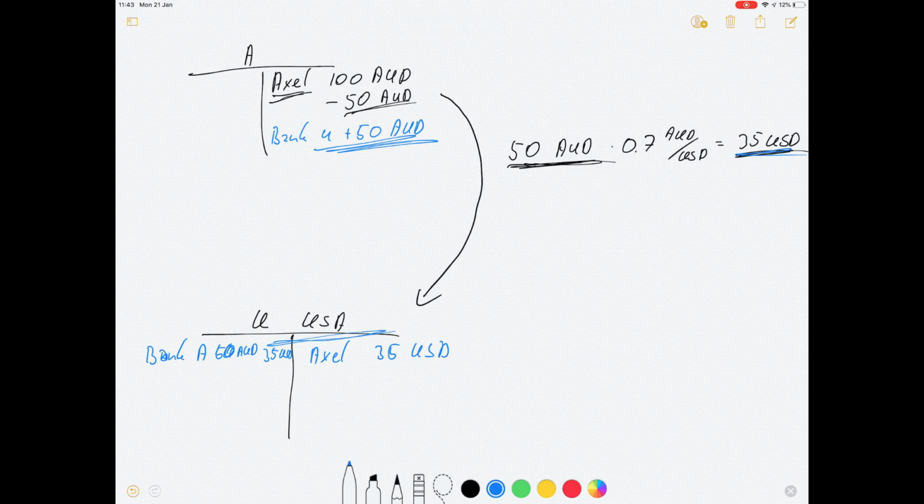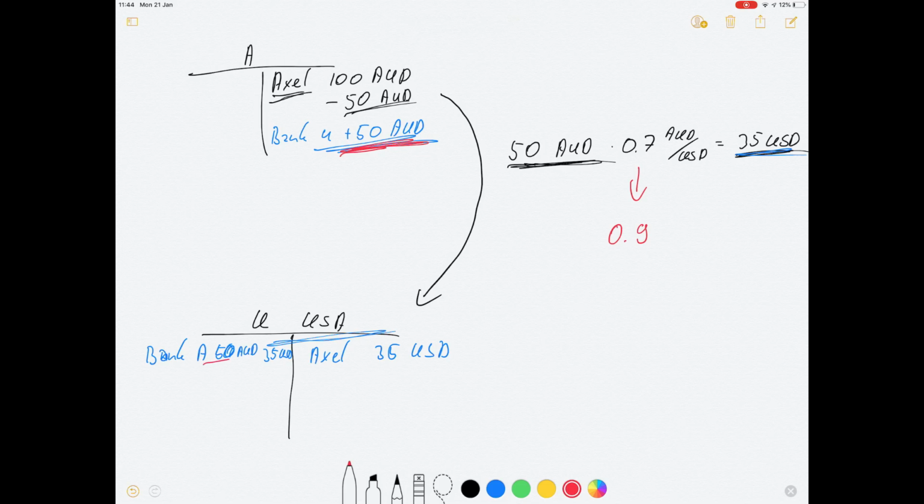Now, why is this a little bit more interesting than the previous case? The interesting part happens now if the exchange rate changes. For example, over time, the exchange rate might become 0.9. That means now we get 90 US dollar cents, so the Australian dollar has appreciated. It's always good to think about what's happening here, appreciating or depreciating. So if the Australian dollar has appreciated and Bank U owns 50 Australian dollars, is that a good thing or a bad thing for Bank U? Well, if their asset is appreciating, it's a good thing.